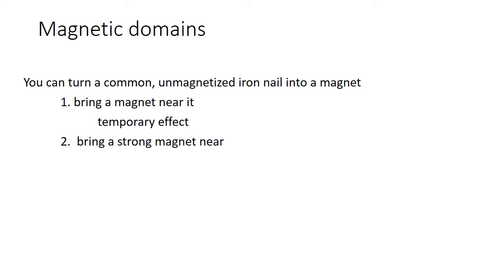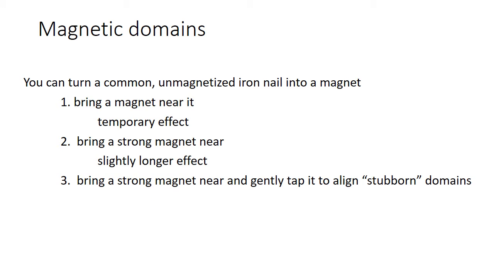If you bring a weak magnet closer to a strong magnet, it can cause it to be magnetized. If you bring it near a stronger magnet, then the effect might last slightly longer. Or if you leave it attached for a longer amount of time, you can create a magnet out of an unmagnetized piece of metal.